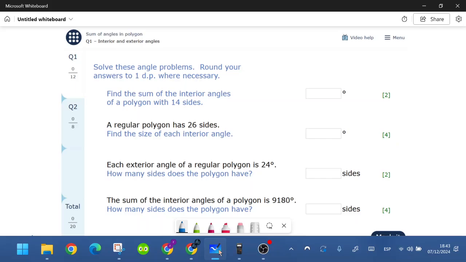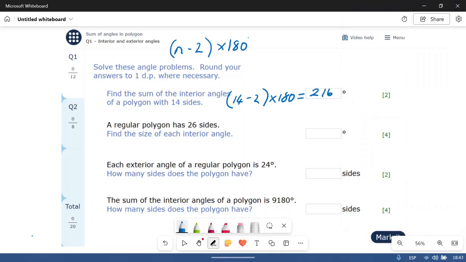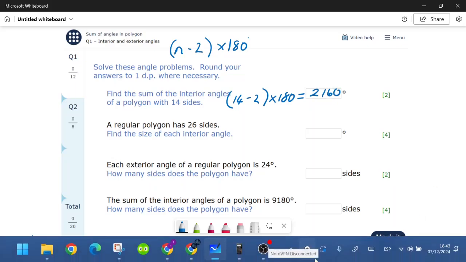Remember, the sum of the angles in a polygon always uses this formula: the number of sides minus 2 times 180. Okay, so that's exactly what they've asked in the first question. You need to take the number of sides, subtract 2, and times it by 180, which would be, of course, 12 times 180, 2,160.